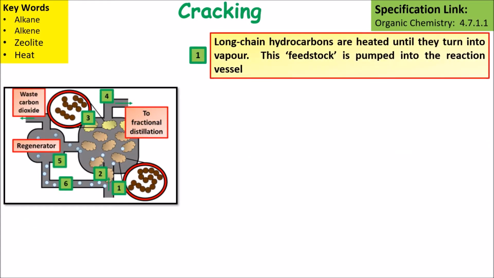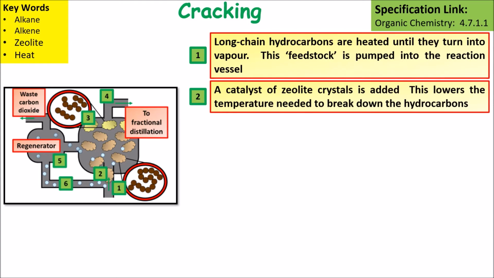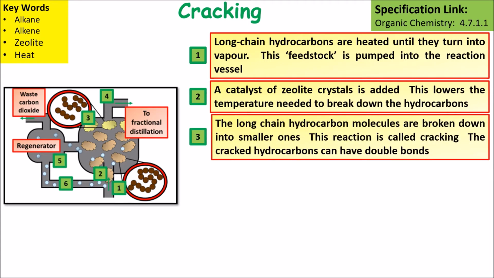So, the physical process starts off with needing long chain hydrocarbons that are heated until they turn into a vapor. This feedstock is then pumped into the reaction vessel. A catalyst of zeolite crystals is added, so this lowers the temperature needed to break down the hydrocarbons. The long chain hydrocarbon molecules are broken down into smaller ones, so this reaction is called cracking.